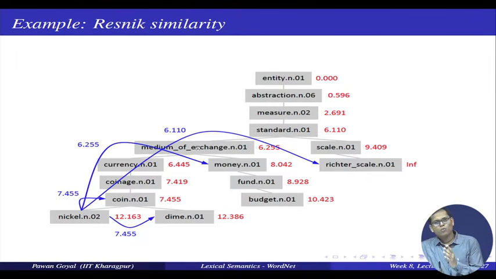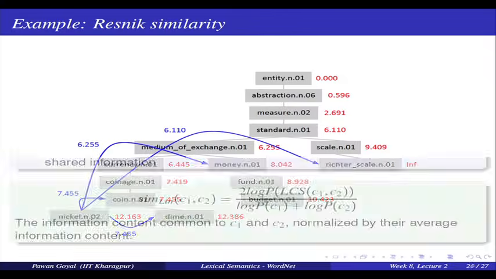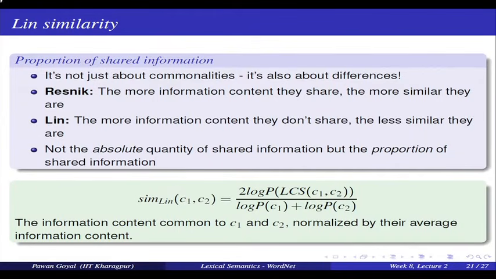So here what is being captured is how much information they share, but what is not being captured is how much information they do not share, or how much they are different. So we have a different measure for capturing how much information they do not share, and this is called Lin similarity. It says that this measure is not about just commonalities, we also have to capture the differences. So the more information they share, the more similar they are, but the more information they do not share, the less similar they should be.